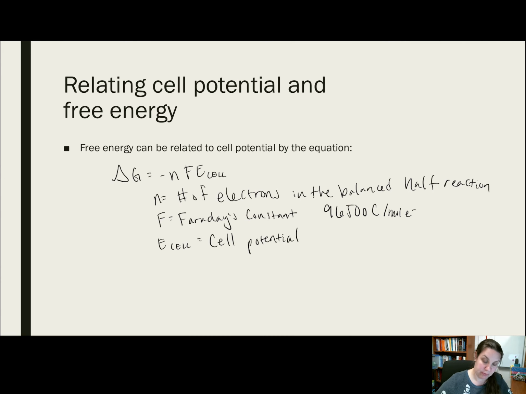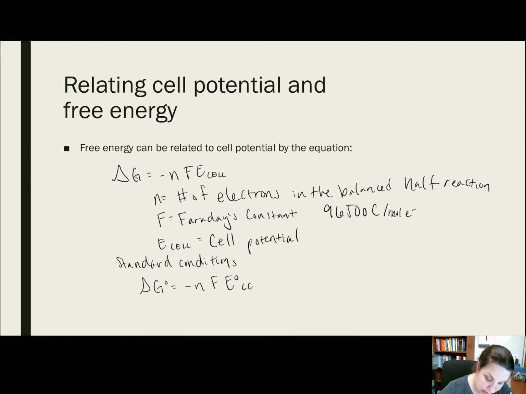Okay, so we can also have standard conditions for this. And in that case, delta G naught is equal to negative NF E naught cell. And keep in mind, if we're under standard conditions, we're at 25 degrees Celsius, 1 atmosphere of pressure or partial pressure, and 1.0 molar for all ion concentrations.